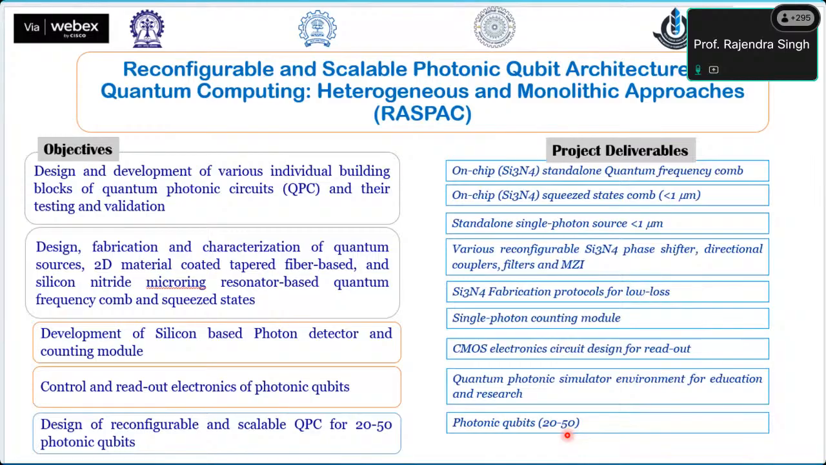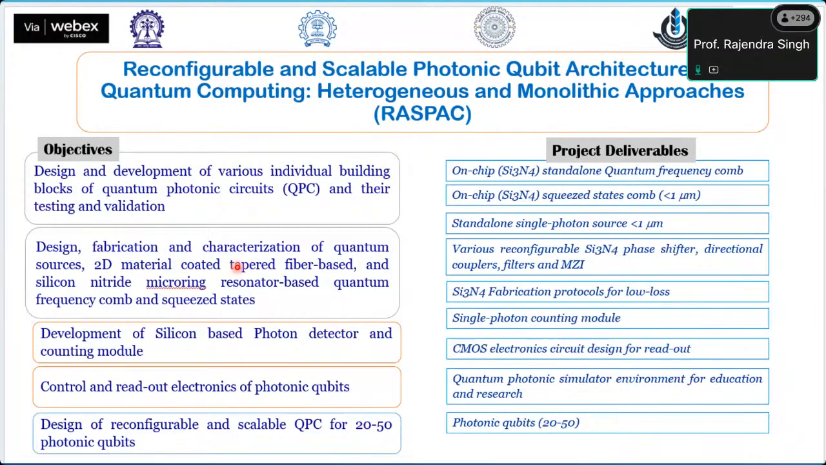our IIT Kharagpur group, which is working on a very specific technology, which is reconfigurable and scalable photonic qubit architecture. Okay, and for quantum computing applications. So they have expertise in heterogeneous and monolithic, let's say, integration. And if you see, the objective starts from design and development of various individual building blocks of quantum photonic circuit. So in quantum photonic circuits, there are various kinds of materials and device components required. You require the development of thin films of silicon nitride, very high quality, and you also require single photon emitters and detectors which are integrated within the same chip. So this is what we call the quantum photonic circuits.